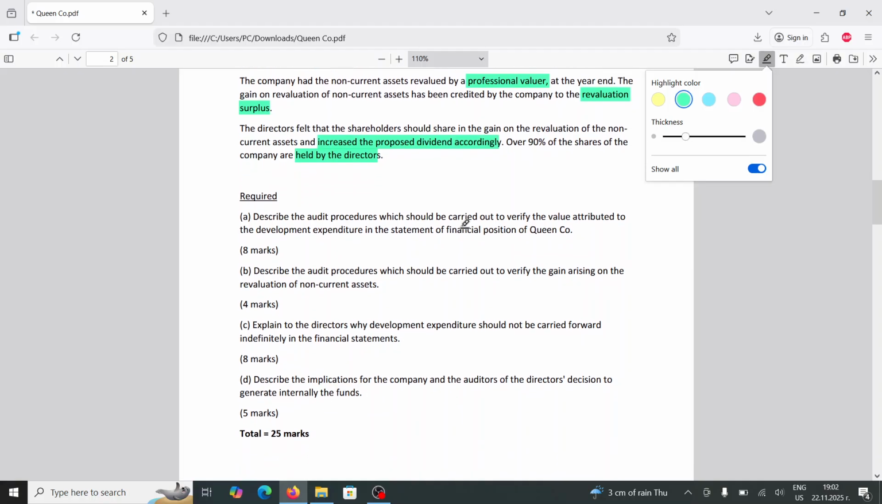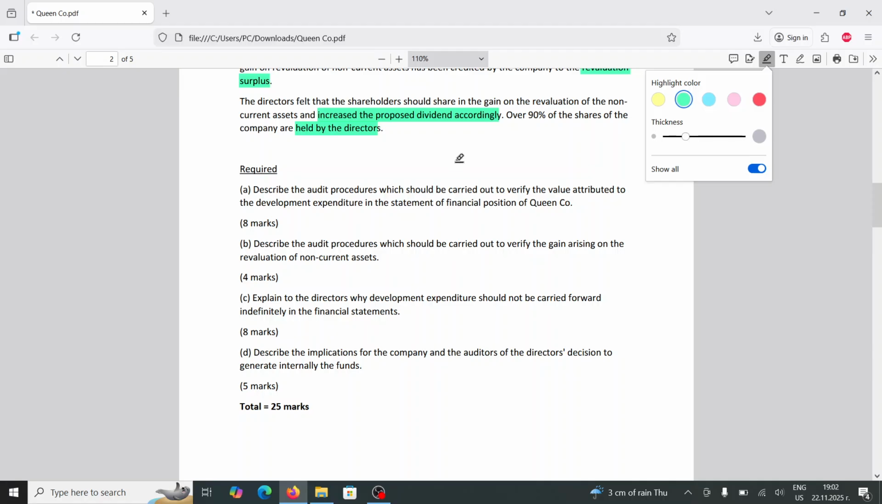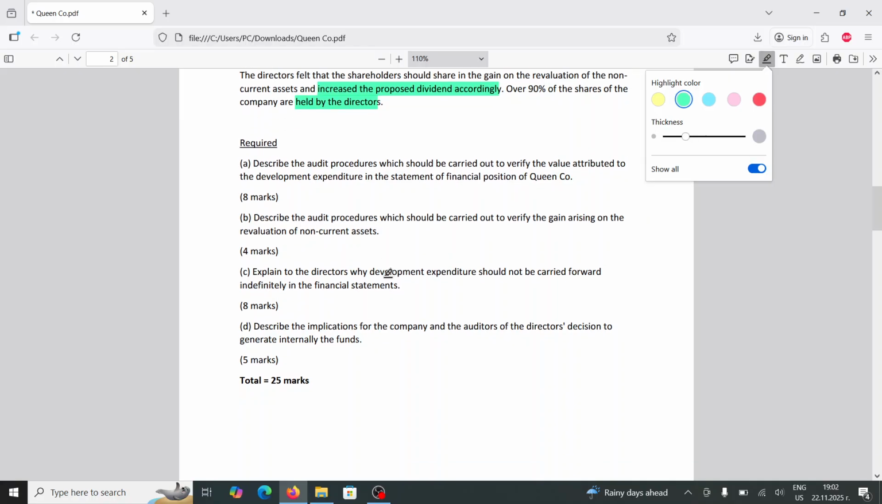So what is required? So we have four sub requirements here, in total of 25 marks. So we have to describe the audit procedures which should be carried out to verify the value attributed to the development expenditure. Describe the audit procedures to be carried out to verify the gain arising on the revaluation of non-current assets. And C, explain to the directors why development expenditure should not be carried forward indefinitely in the financial statements.